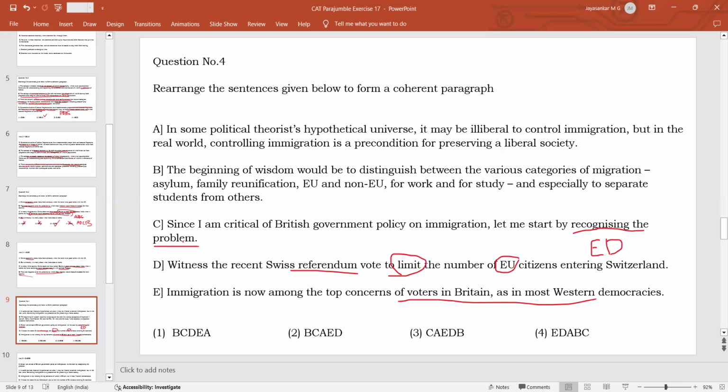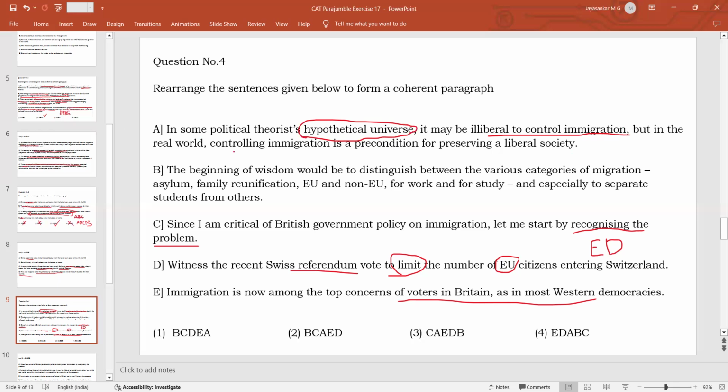What is the problem here? What can be the problem? A is the problem. Why? Because what is the problem in Britain? As per the theoretical political understanding, or in a hypothetical universe, or in an imaginary universe, a political theorist is a person who is living in an imaginary universe. As per his theory, it is illiberal to control immigration. It means it is not the sign of a liberal society to control immigration. So theoretically, a politician would say that any liberal society should not control immigration.